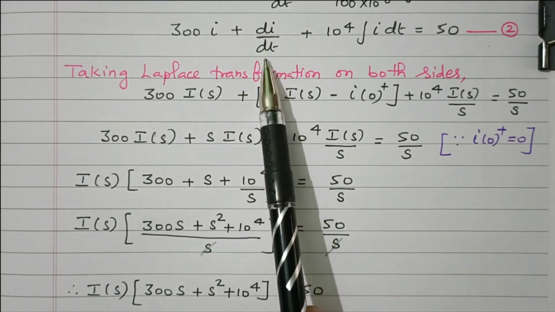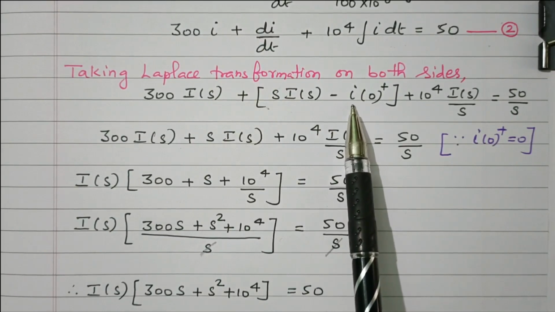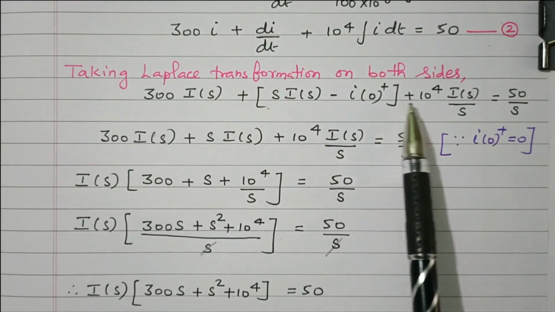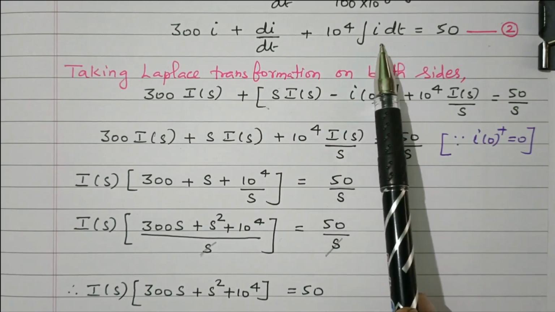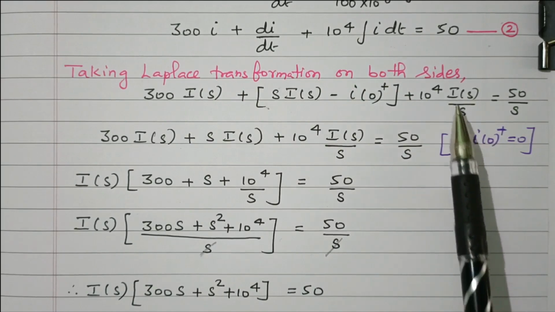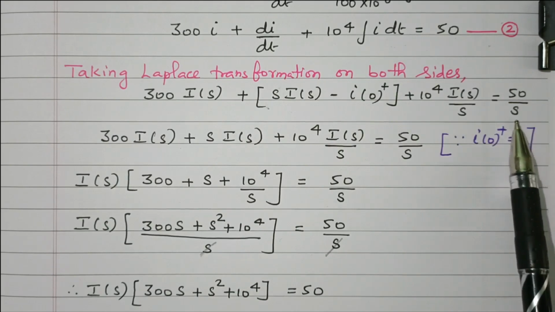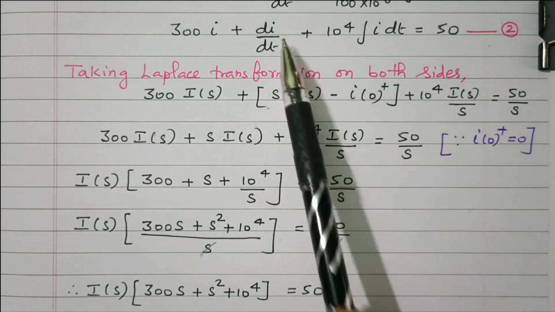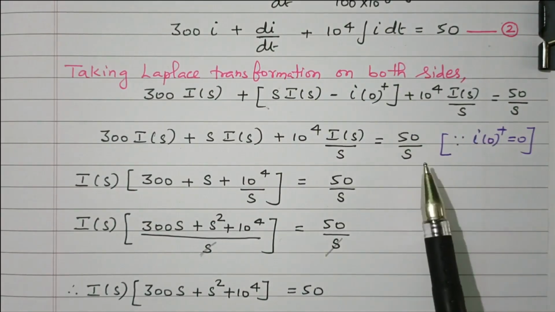Laplace transform of di by dt is s into I of s minus initial current I 0 plus. Then 10 to the power 4 is constant. Laplace transform of integral I dt is I of s divided by s. 50 is constant. The Laplace transform of a constant is 1 by s, so 50 divided by s. Differentiation means s into I of s. Integral means I of s divided by s.